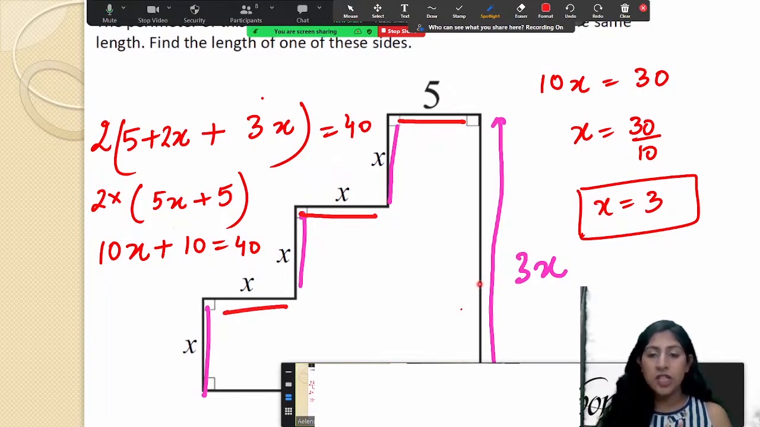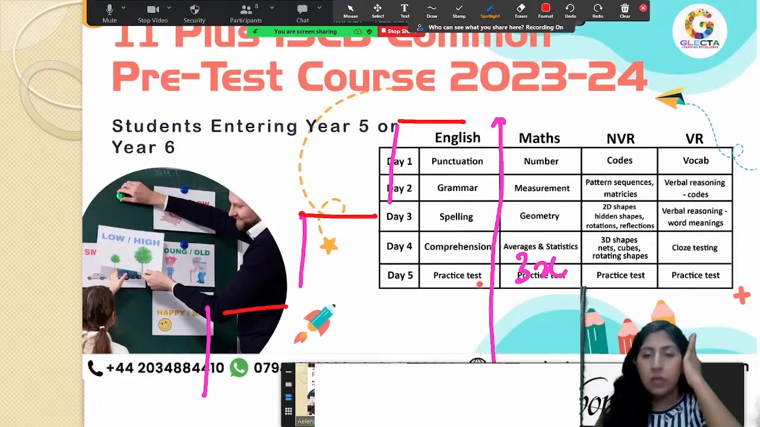All right, all clear, all sorted? So this was the part that we discussed about 2D shapes.